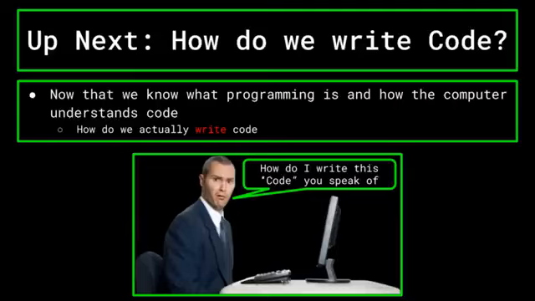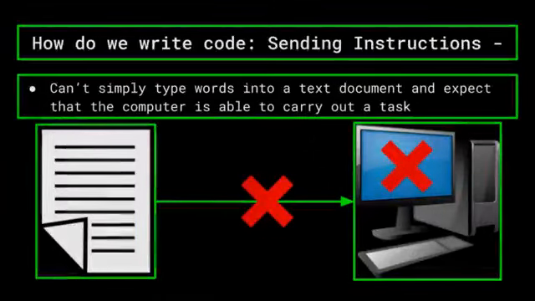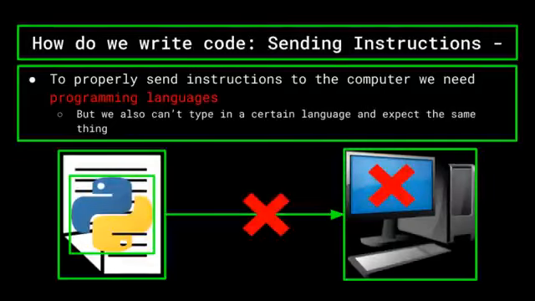So now that we know what programming is, how do we actually write code? It's not like we can simply type words into a text document and automatically assume that the computer can translate it into machine code, read it, and carry out a task like opening up a browser. And additionally, we can't just write down rubbish in certain programming languages mentioned in the previous segment and expect the computer to understand. So how are we supposed to write code then? Well, the answer is with an IDE.